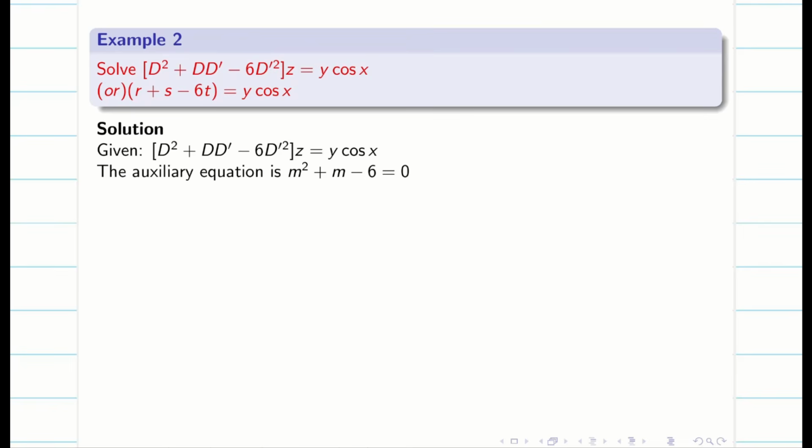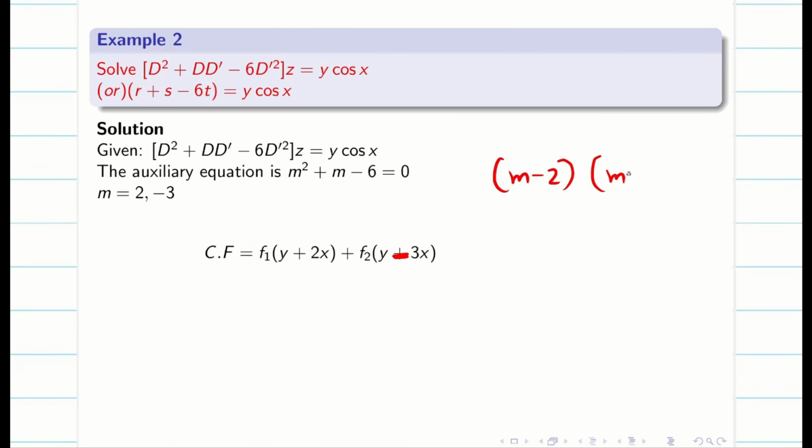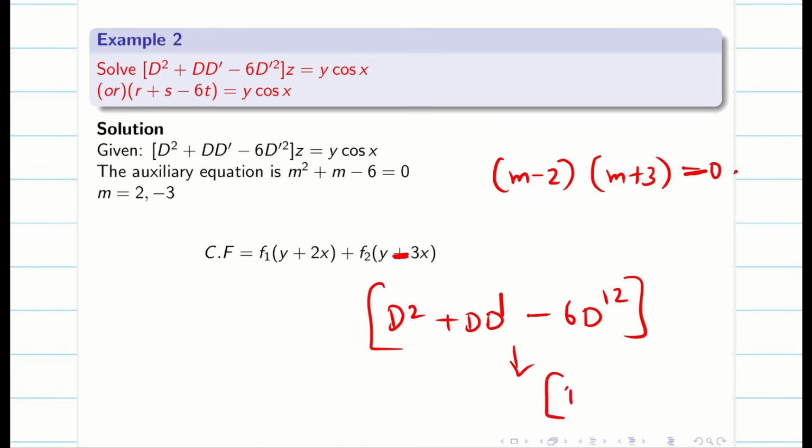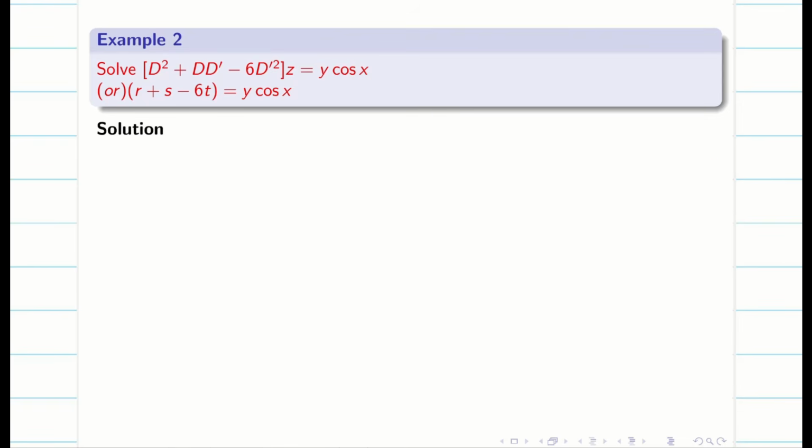So let us find the complementary function. m is equal to 2, −3. So my CF is going to be f1 of (y + 2x), f2 of (y − 3x). Now I want to find PI. So I can rewrite this as (m − 2)(m + 3) equal to 0. So I can convert this D² + DD' − 6D'² as (D − 2D')(D + 3D'). Next, in the similar way, we are going to solve the problem on y cos x.